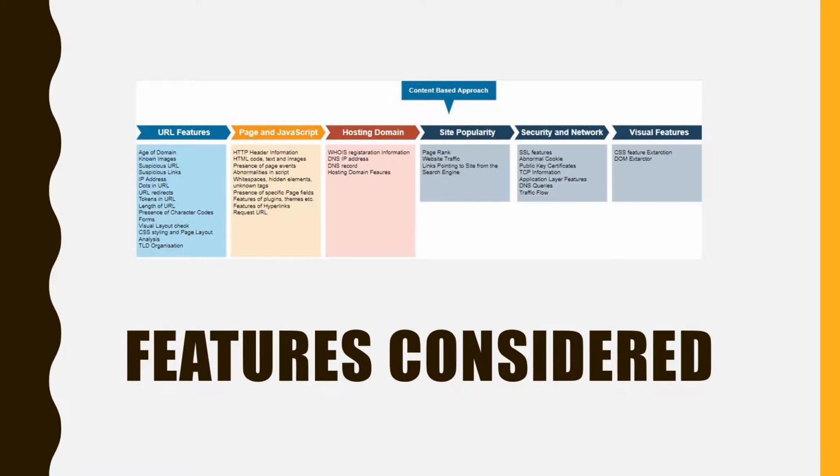proposal. And security and network features, so like SSL features and abnormal cookies, public key certificates, TCP information, application layer features, DNS queries, traffic flow, etc. are considered under this security and network features. And like I said, visual features are very important and they give more accuracy and more efficiency to the model. So under visual features, CSS feature extraction, DOM extractor are taken into consideration. So these are the features which I took into consideration, and I will be adding more features once the project is started.